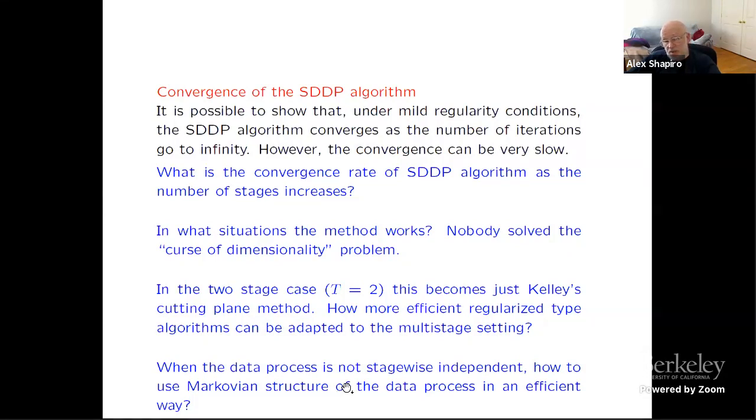Another interesting question is, as I said several times, that it's not natural here that the data process is independent from stage to stage. Very often it has some type of autocorrelation structure, but at least it's Markovian. For example, if we model a time series, it can use a Markovian structure. In some cases it's possible to do, but there's a cost: the state space increases, and there's still a lot not clear about that.